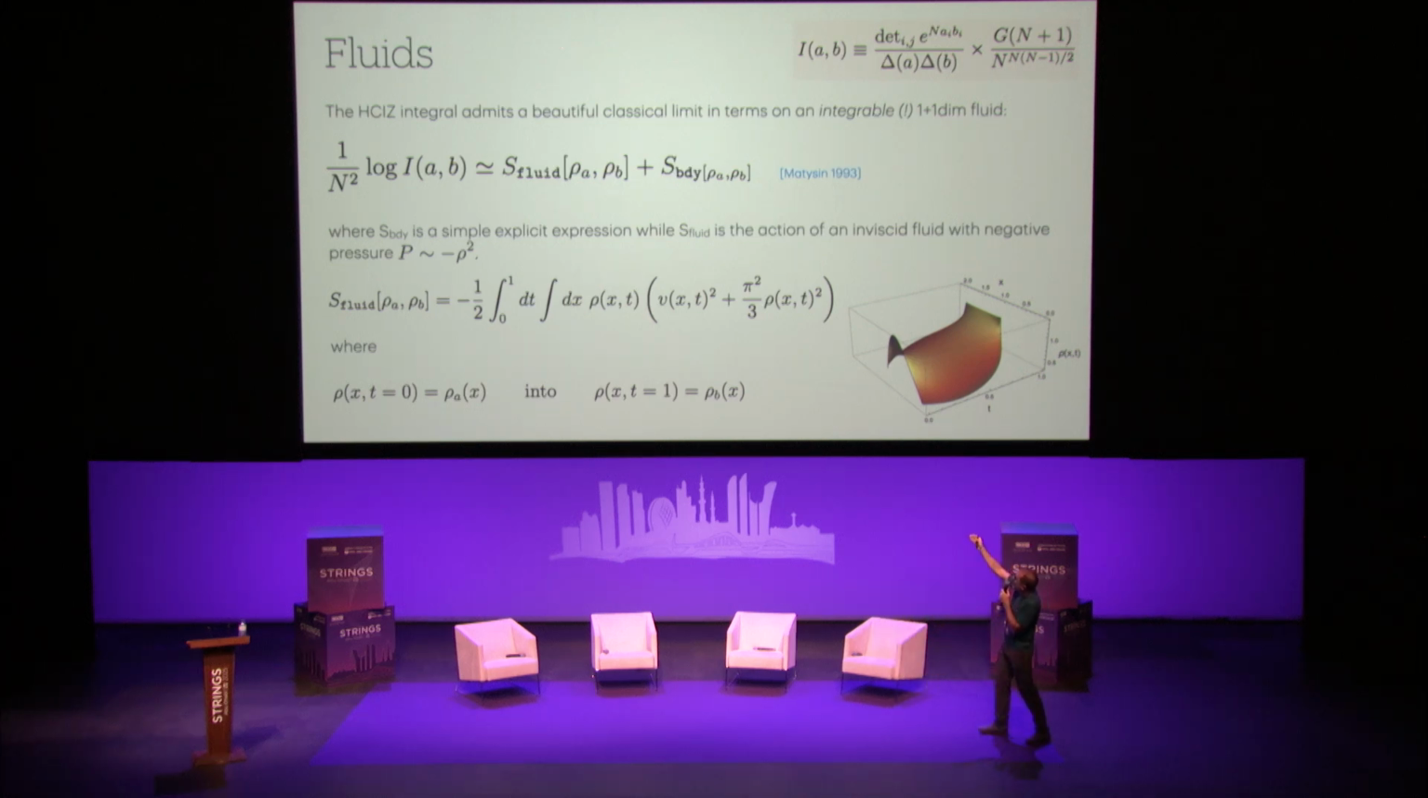The result is that this determinant is given by exponential of N squared times the action of a fluid. It's a fluid in 1+1 dimension. It's an inviscid fluid whose action is given here. So you see the pressure is minus rho squared. This is the velocity of the fluid. And what we are instructed to do is the following. Suppose you want to compute that object I, where A's have some density rho_A, and B's have some density rho_B. Then you have to find a fluid that evolves from an initial density rho_A to a final density rho_B in 1 unit of time. So you see, rho_A could be, for example, some parabola like here, and rho_B could be some constant density like there, and then I would need to find this fluid that goes from one end to another.